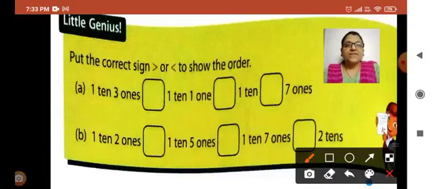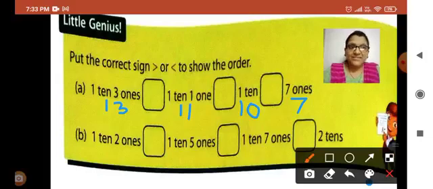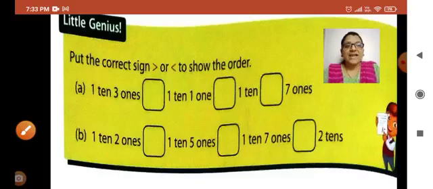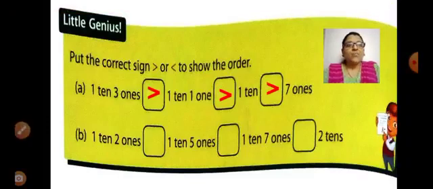1 ten 3 ones means number 13. 1 ten 1 one means number 11. 1 ten means number 10 and 7 ones means number 7. Children, here 13 is more than 11, 11 is more than 10, 10 is more than 7. So, how will we give the signs? Yes, we will put more than signs in the boxes.